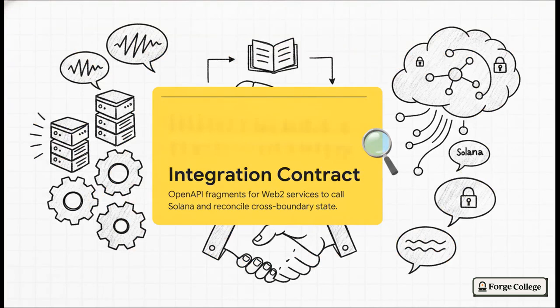Let's talk about the integration contract. This is essentially the finalized OpenAPI fragments, specifying how your Web2 services actually call Solana functionality and reconcile cross-boundary state. You can think of an integration contract like a highly skilled translator at a totally chaotic United Nations summit. Your Web2 services speak one language, they expect immediate, synchronous, RESTful responses. Solana speaks a completely different language because it's a decentralized network. The integration contract ensures the app and the blockchain perfectly understand each other without any catastrophic miscommunications.